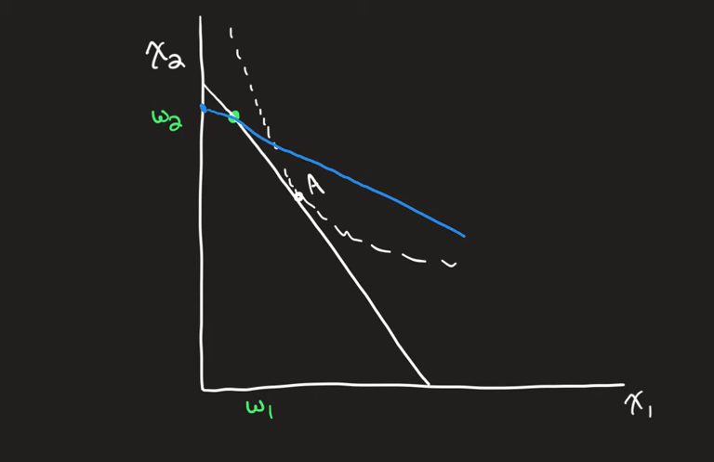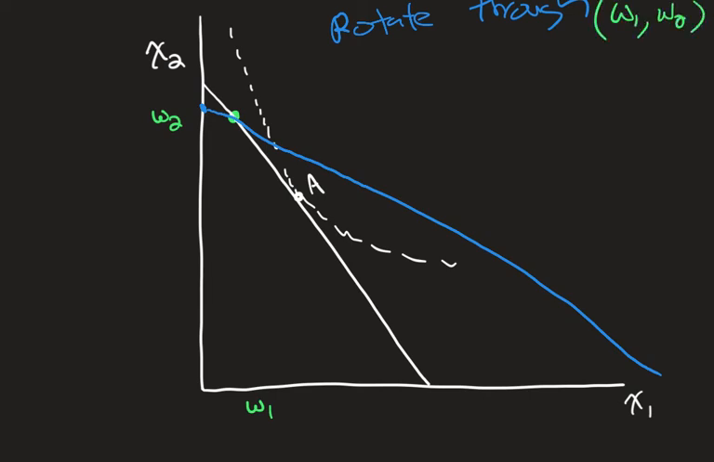So our new budget constraint at these new set of prices rotates through our endowment. Maybe I should write that. Rotate through our endowment, which is omega 1, omega 2. Okay? That's the key difference here, is that we're now going to rotate through that. And with these new prices, we will still wind up with some choice C.